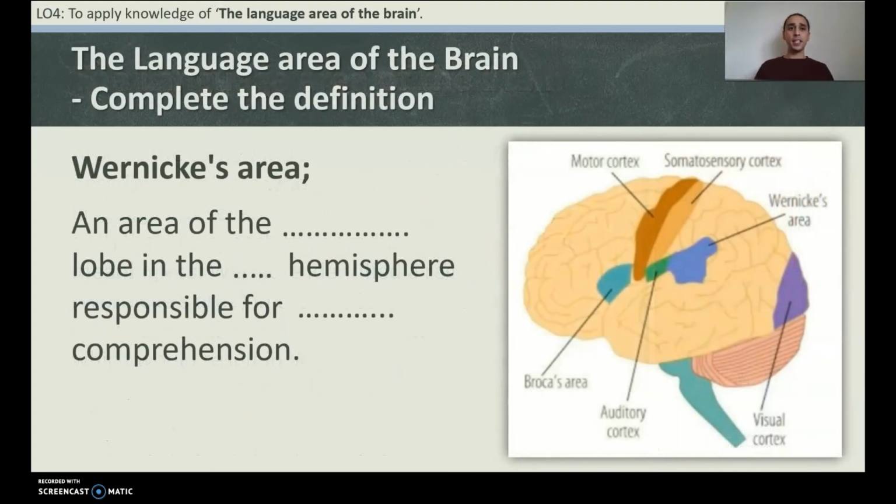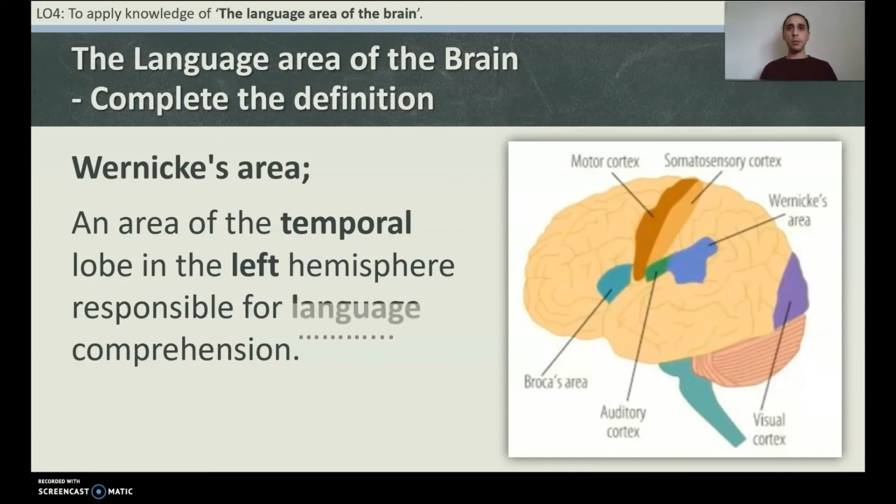There we go. Wernicke's area, an area of the temporal lobe in the left hemisphere responsible for what? Language or speech production? Yes, language or speech production. Perfect.